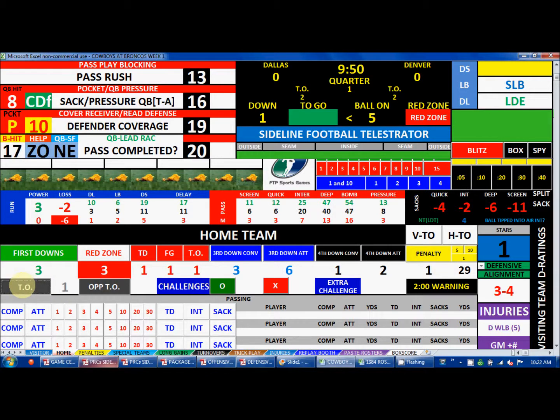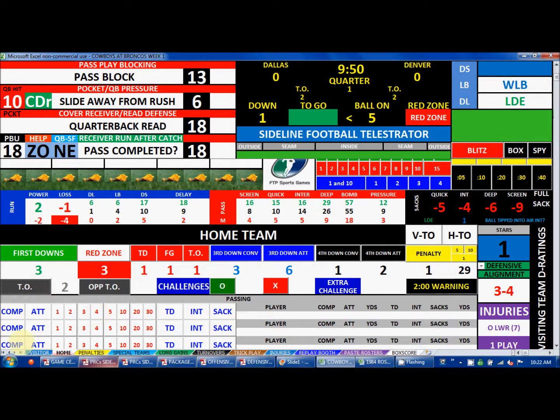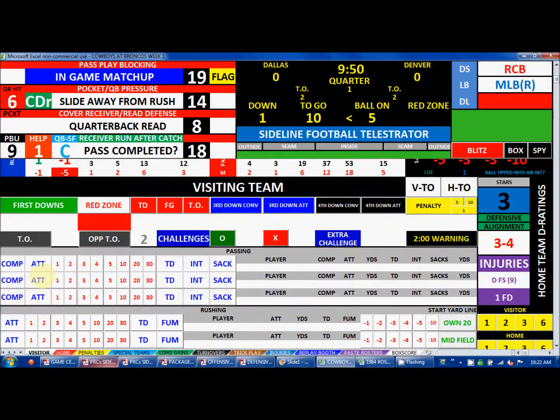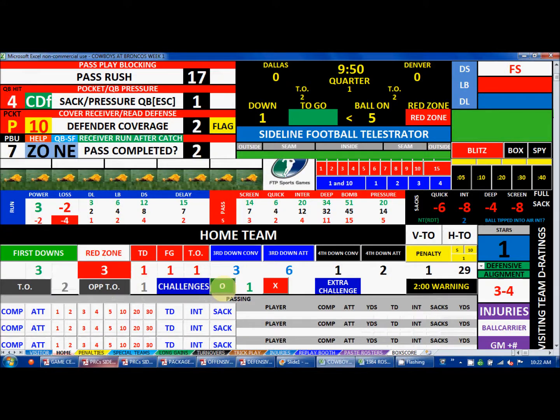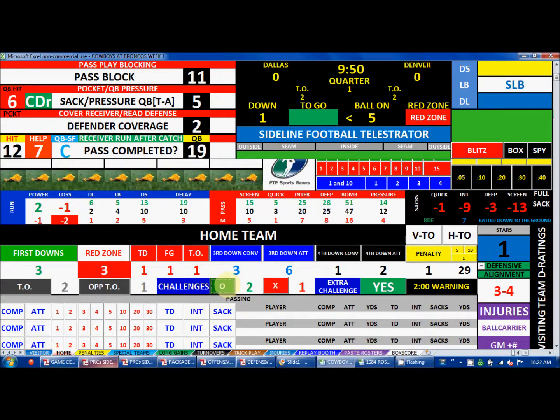This is turnovers, and this matches the opponent side. So let's say the visiting team makes a turnover. You pop back here and it'll automatically show up. Replay challenges, etc., etc.